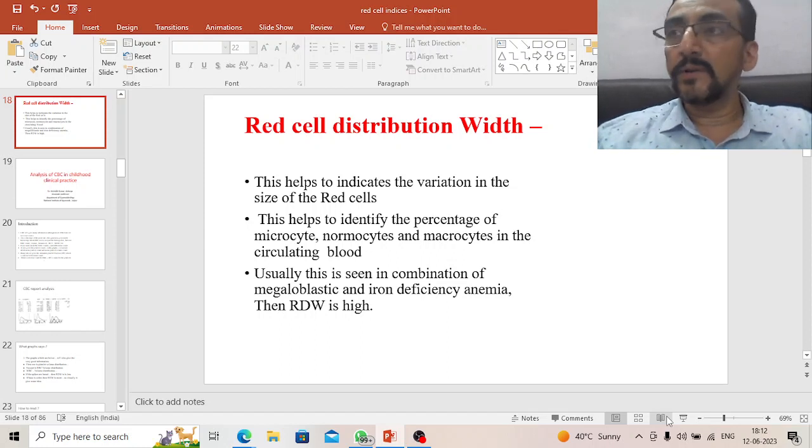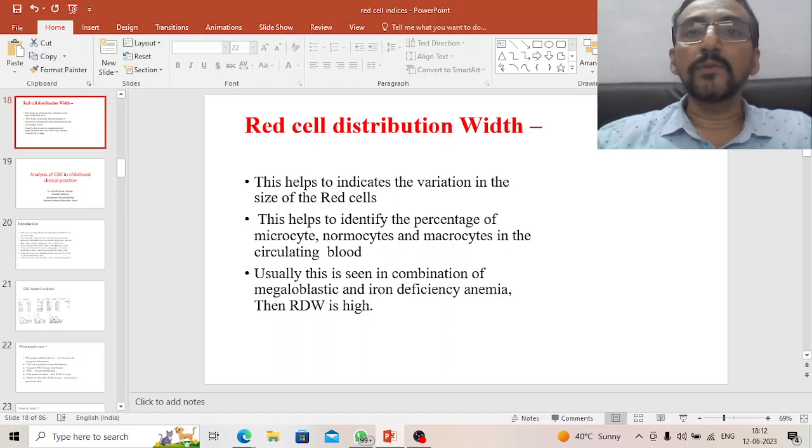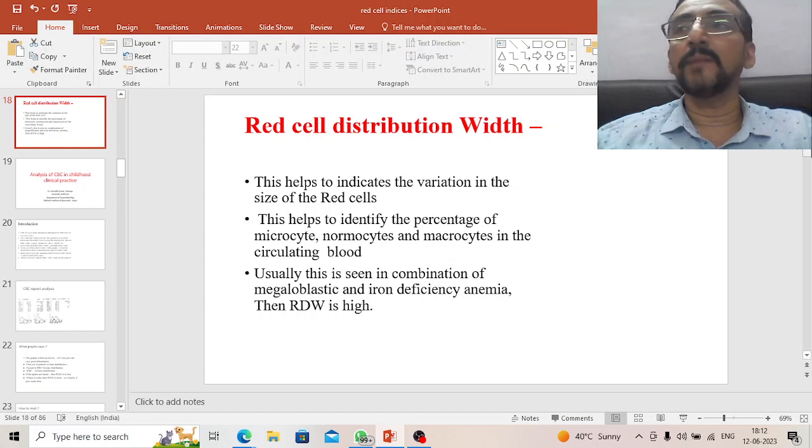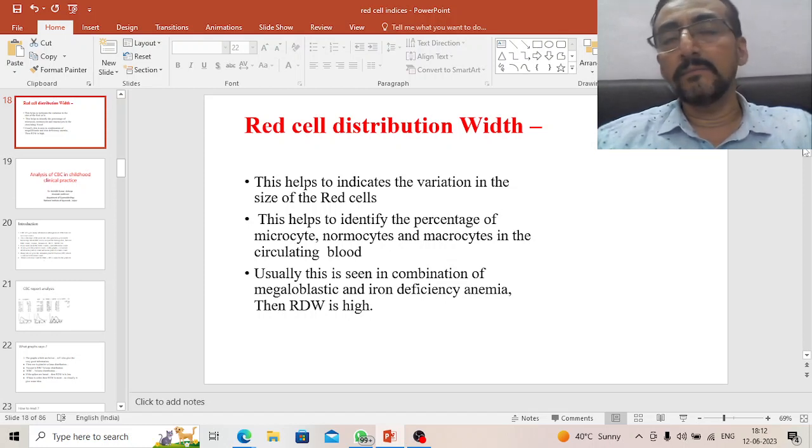If the percentage of macrocytes is more, then we can come to a conclusion that preferably this is a macrocytic anemia. Problems may be many. Or if microcytes are more, then preferably it can be an iron deficiency anemia, maybe a nutritional anemia where iron is deficient. So you can come to this particular conclusion by this red cell distribution width. Usually this red cell distribution width is seen in combination with megaloblastic and iron deficiency anemia.